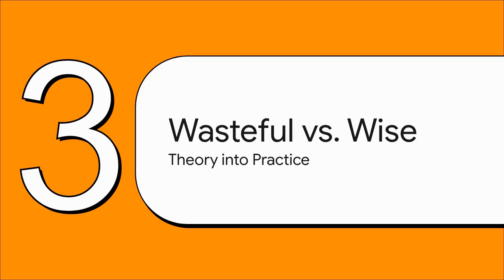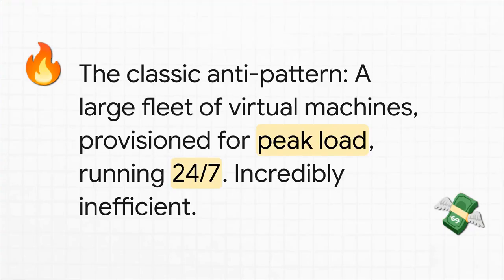Okay. Enough talk. Let's see what this actually looks like in the real world. We're going to compare a typical, kind of wasteful architecture with a much wiser, sustainable one. So first up, the before picture. And this is that classic anti-pattern we see all the time. A huge fleet of monolithic virtual machines provisioned for peak load running 24/7, 365. It's simple, sure, but it's just bleeding energy during nights and weekends when traffic is at a minimum.